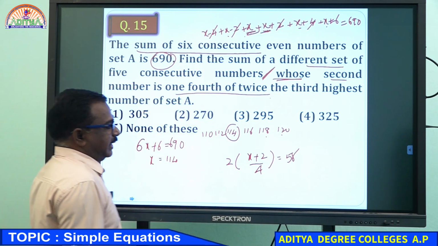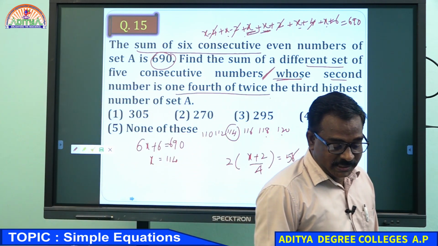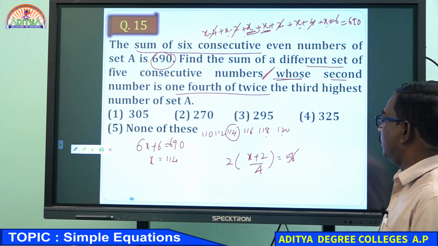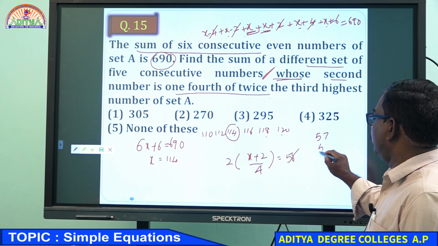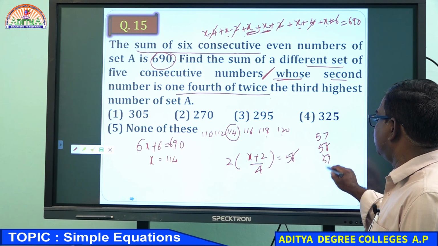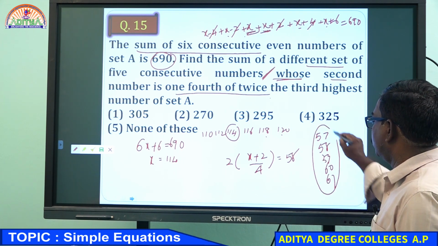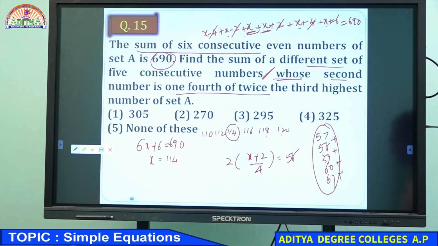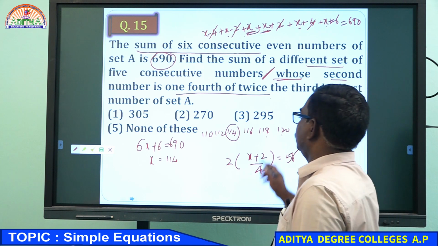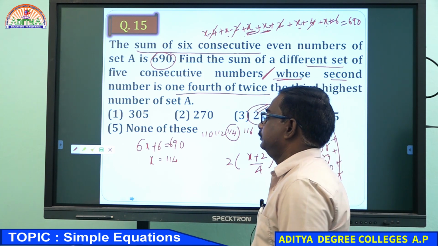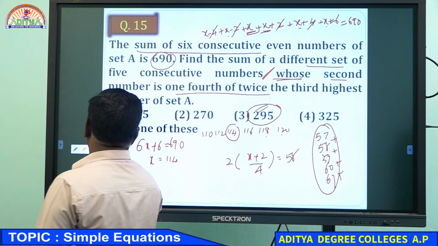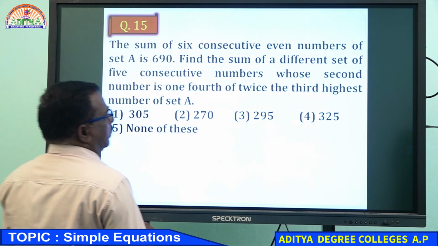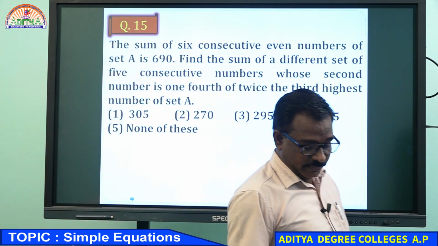The sum is asked. What is the sum? 57, 58, 59, 60, 61. 5 consecutive numbers. Sum is asked. How much will you get? That is the answer here. 295 you will get. Try to do one more example, next one, a different one.